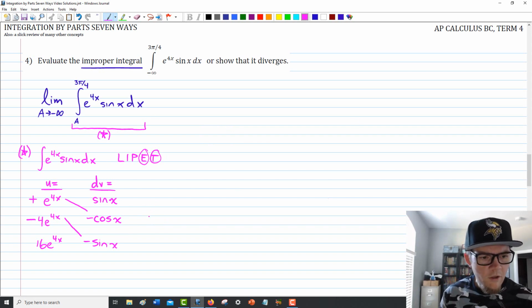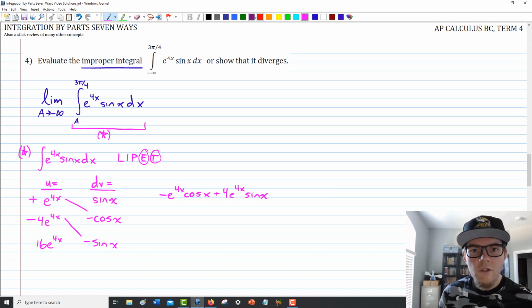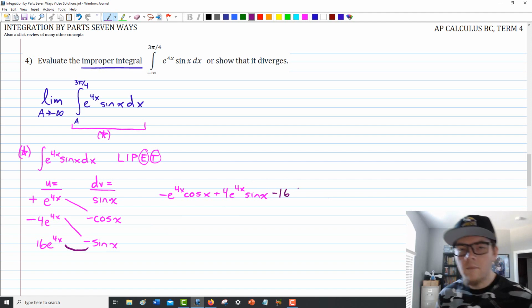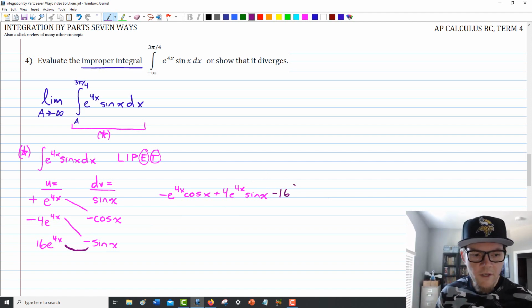So if we do this, looking at our work, we're going to get, it looks like negative e to the 4x cosine of x. We're going to get plus 4e to the 4x sine of x. And then on our last term, this is the one that people tend to get caught up on, we've got this last line that represents the integral of v du. Combining the signs and everything, we're going to get minus 16, I'm just pulling that GCF, or that scalar out in front, 16 times the integral of e to the 4x sine of x.